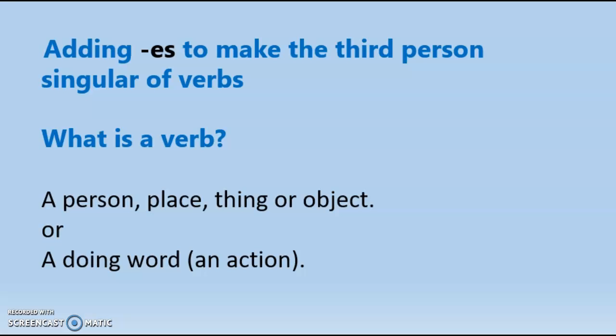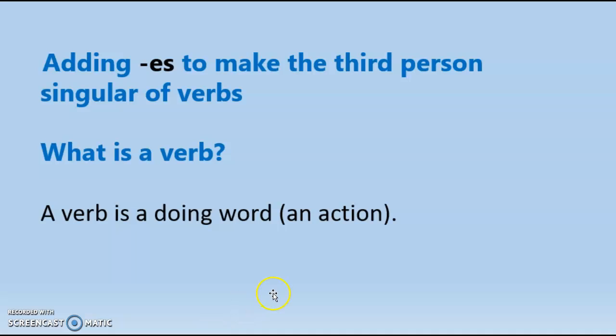Okay, let's see if you were right. Okay, so a verb is a doing word. It's an action. So, for example, run is a verb. You can do it. You can act it out. It is an action. Sing is a verb. It is a doing word. You can actually do it. It's an action. Okay, so a verb is a doing word. It's an action. This is important to know today for your learning.